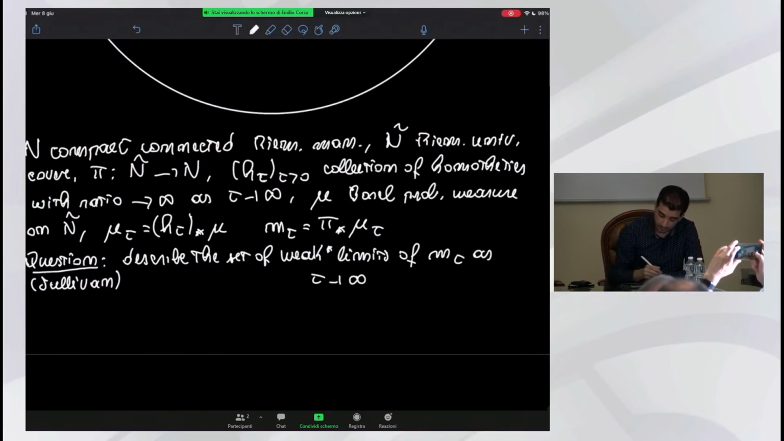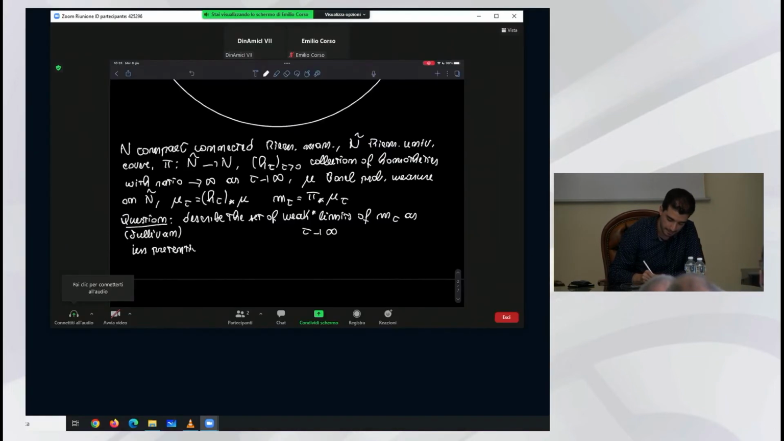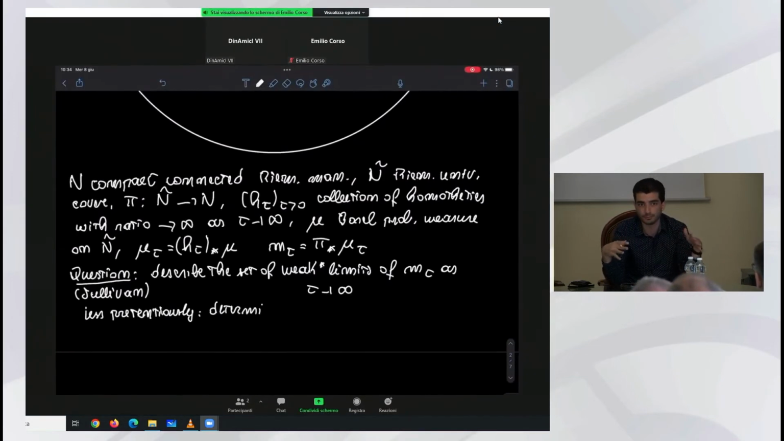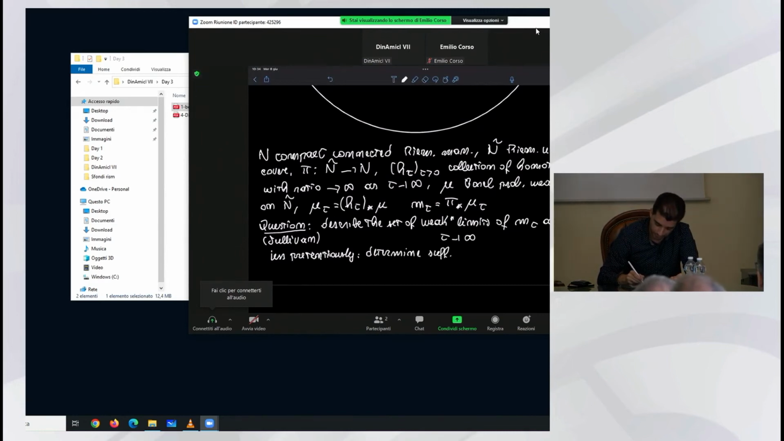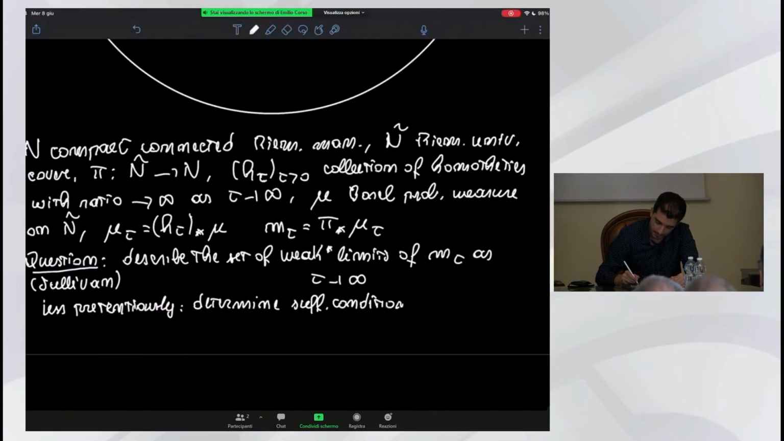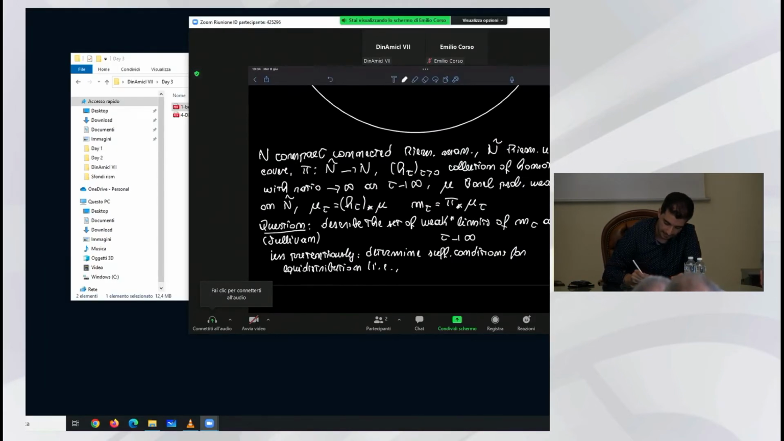What is this set? Or somewhat less pretentiously, you might want to ask, determine sufficient conditions under which you have equidistribution, meaning the unique weak star limit of the m_t as t goes to infinity is the renormalized volume measure on N. So determine sufficient conditions for equidistribution, i.e. m_t converges to, say, the volume measure on N renormalized by the total mass.